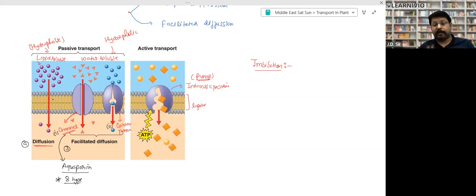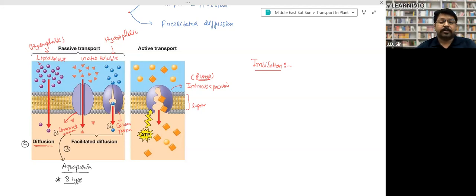This question has been asked, right? So lipid soluble, please note it down. Lipid or fat soluble substances pass through the bilayer of lipid through passive transport.